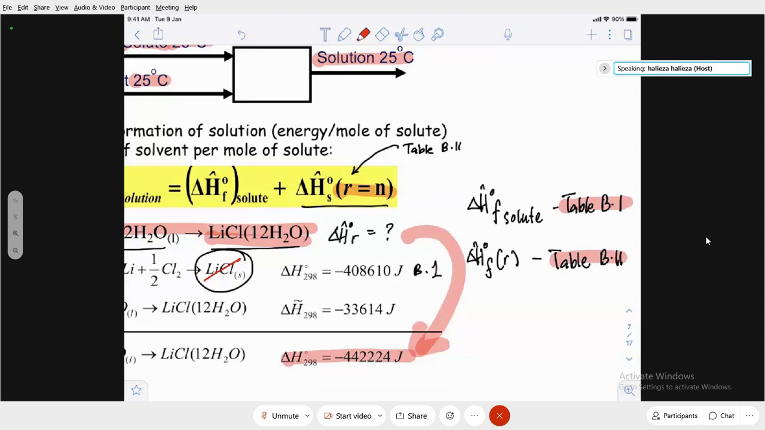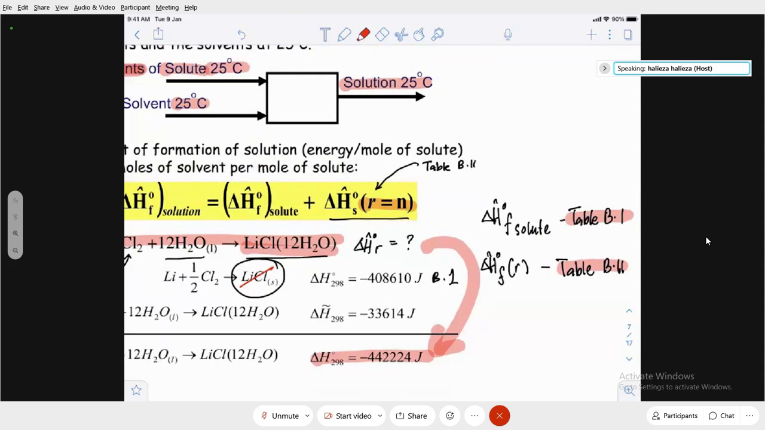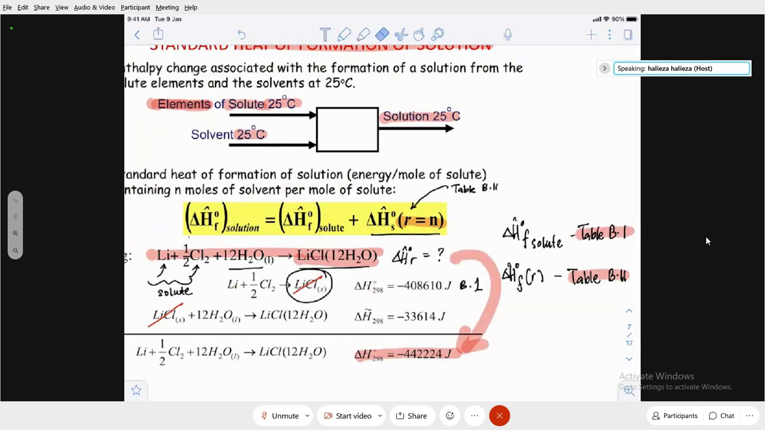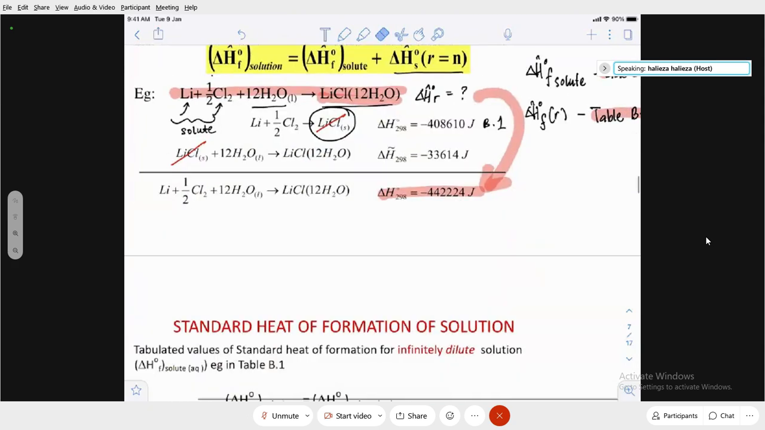So just stick to this equation, and you should be able to get the heat of formation of your solution. But remember, you're starting from the elements, so you need to get the heat of formation of the solute first. And all of this is occurring at 25 degrees C. So let's look at an example.